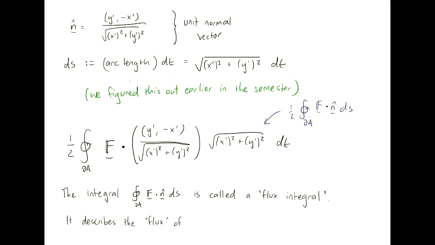So this is a notation you will see a lot, and what it really means is the unit normal arc length element. Okay, so this integral has a name. It's called the flux integral. So the line integral measured the projection of the field onto the tangent vector. The flux integral measures the projection of the field onto the normal vector, acting perpendicular to our curve. It describes the flux of F across partial A.